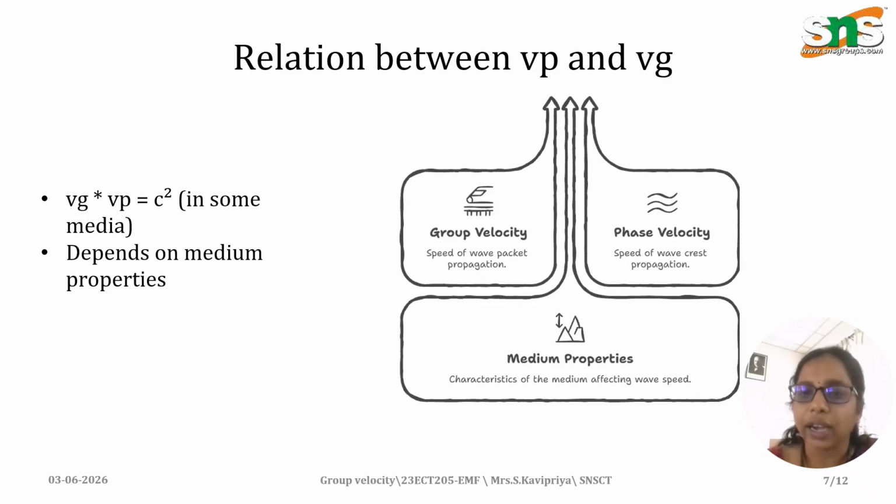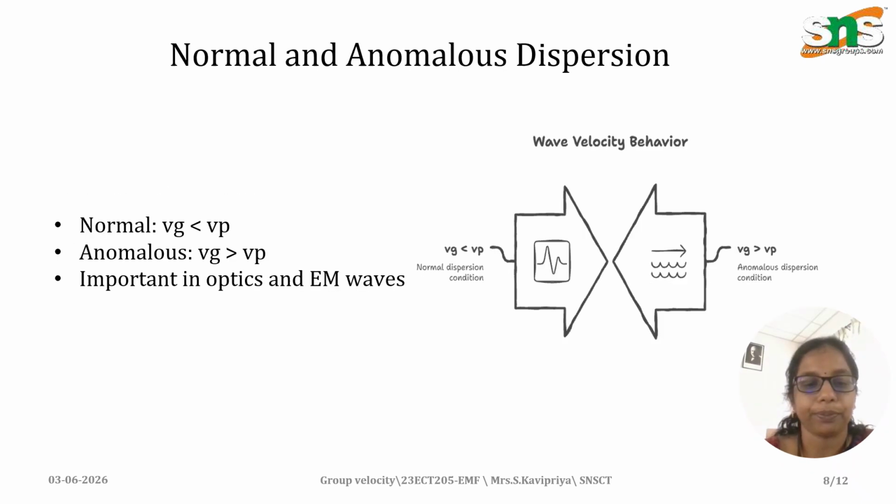Next, what is the relationship between Vp and Vg in terms of c, the speed of light? Vg times Vp is equal to c square in some media, so that value depends on the medium properties. Group velocity is the speed of wave packet propagation, and the phase velocity is the speed of wave crest propagation.